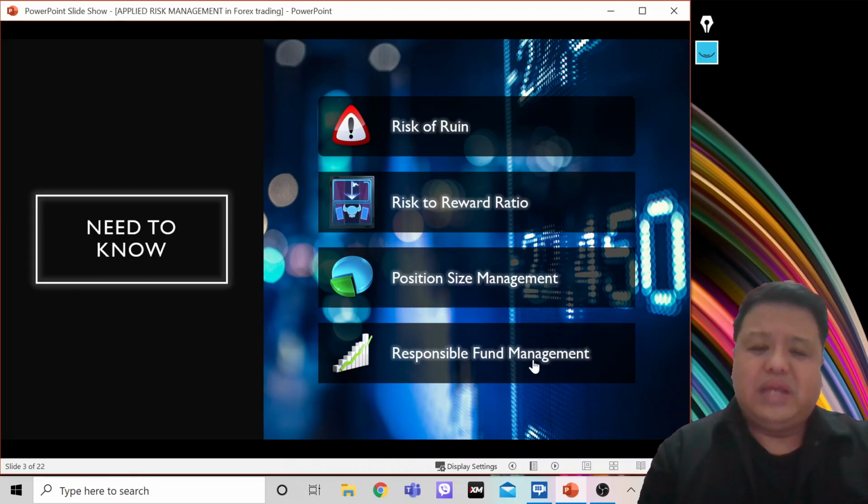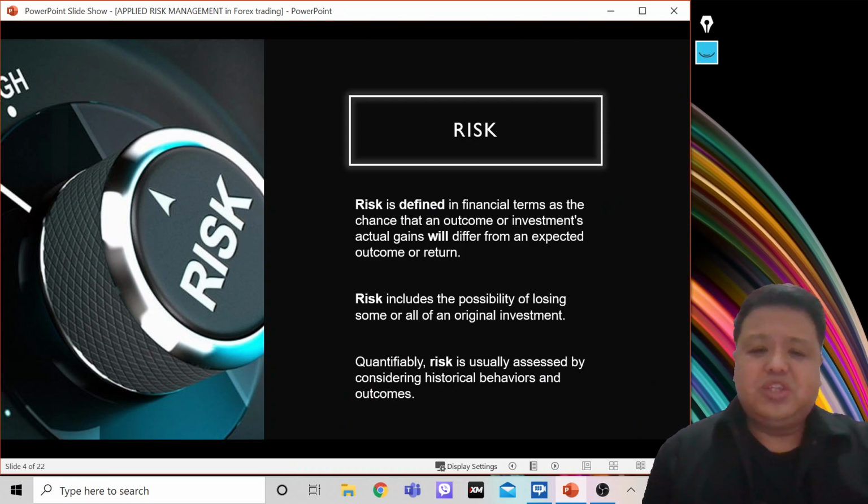Then we have to calculate yung risk to reward ratio and also manage our position size. So it follows yung money management din natin. And of course, responsible fund management. So let's talk about risk. Ano ba ibig sabihin ng risk?